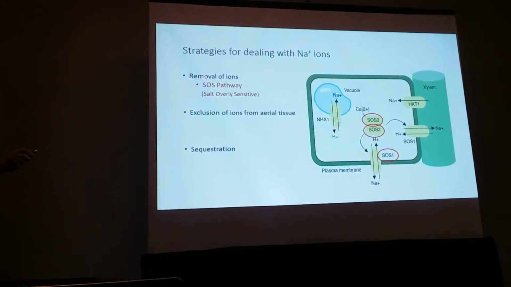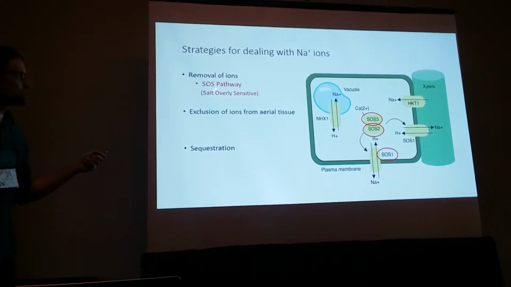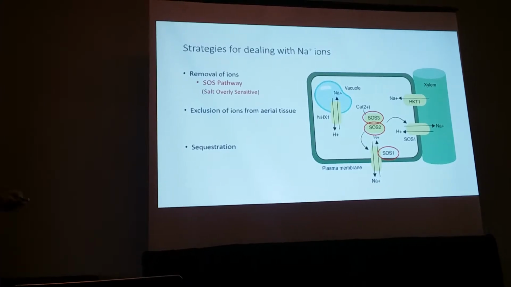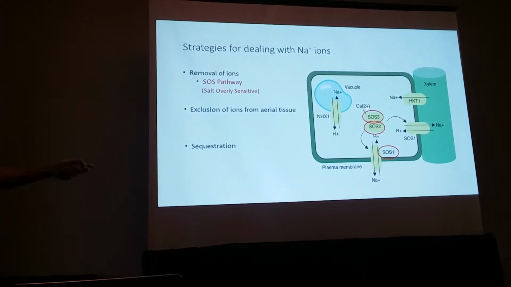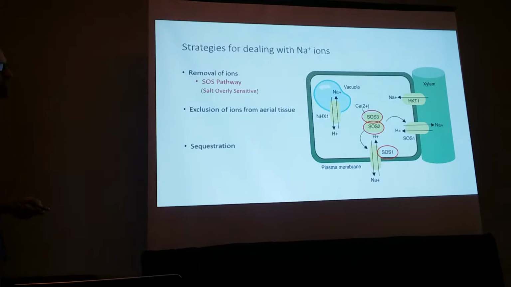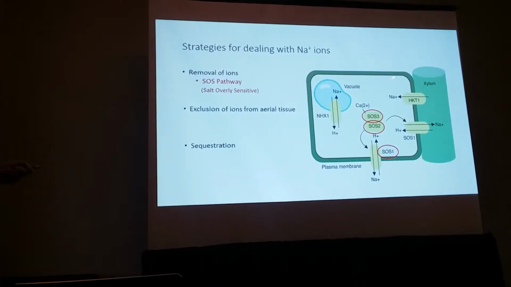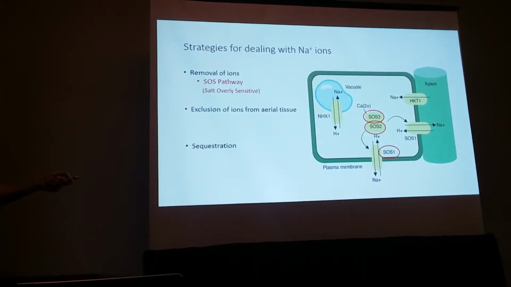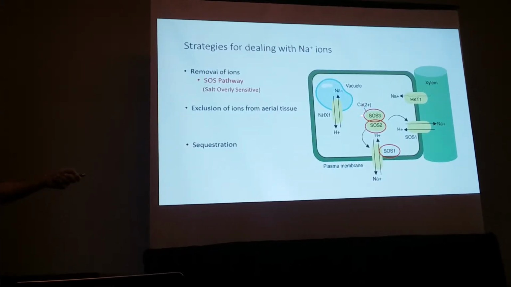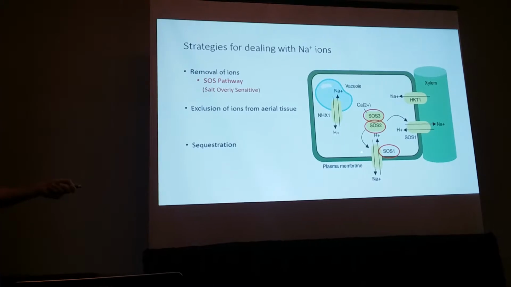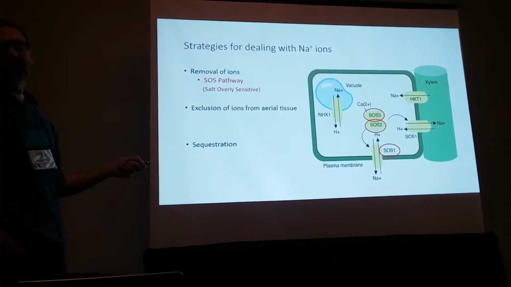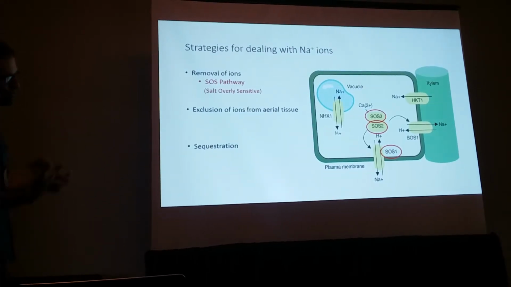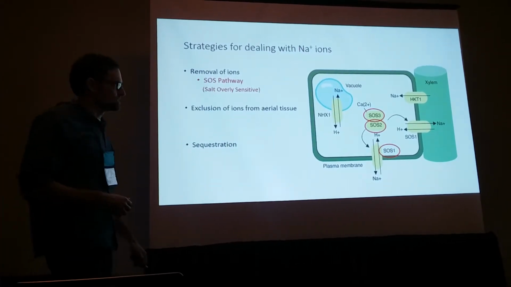So in terms of this first strategy, the key players here are in what's called the SOS pathway, or salt overly sensitive pathway, which consists of three genes, SOS1, 2, and 3. So when high sodium concentration is perceived by the cell, it causes a spike in calcium, which activates SOS3. It then recruits SOS2 to the plasma membrane, where it activates SOS1, which is a sodium proton antiporter. It starts moving that salt out of the cell.